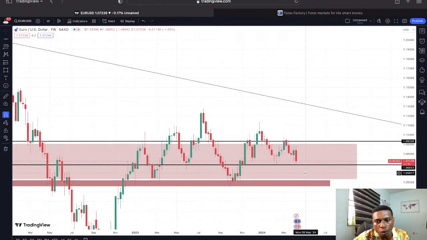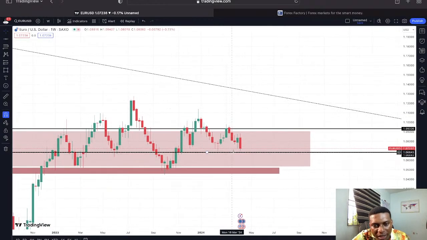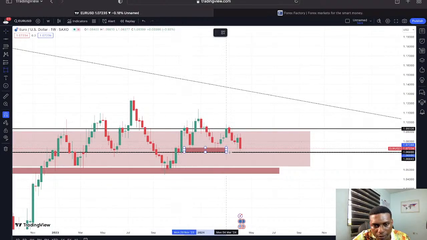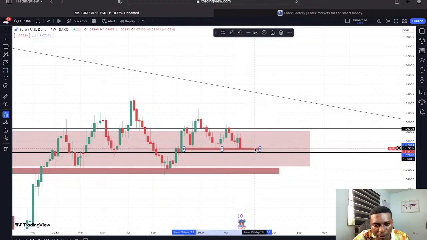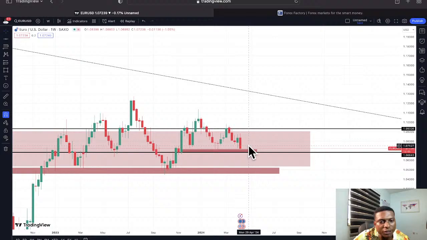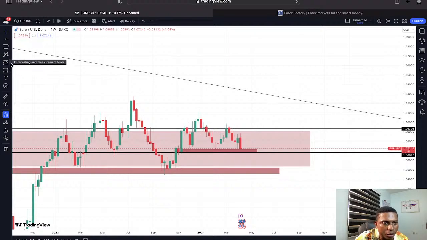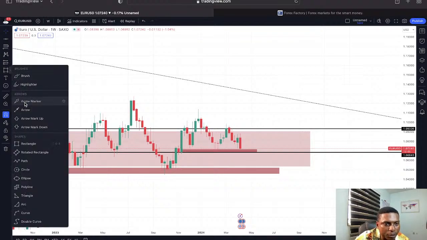All right, so this is telling us that the buying power is still very much present in Euro USD at this level. Which means from here there are two things we might see from this region.